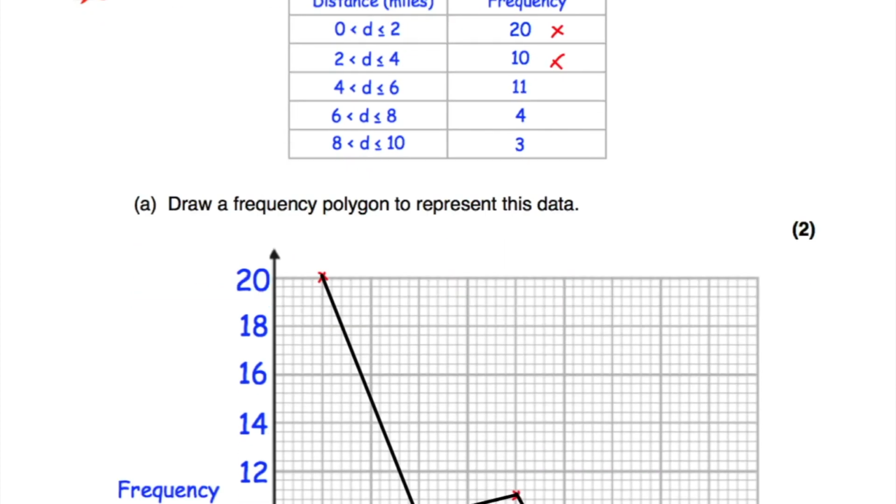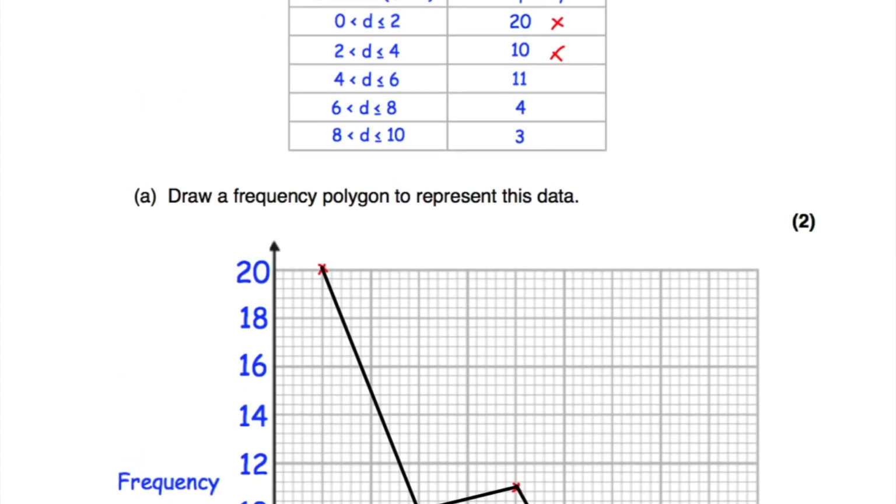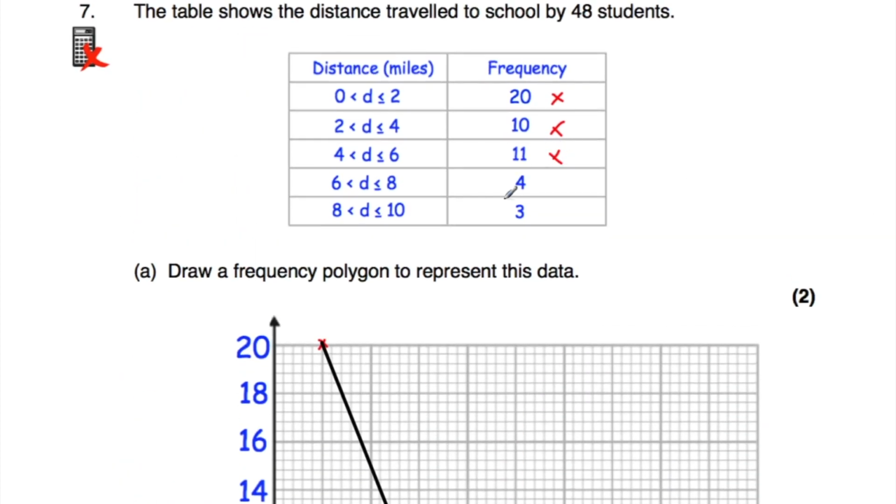Now the question asks for those who travelled more than 6 miles, so the first students didn't travel more than 6 miles. Now these 4 students, they did travel more than 6 miles because the distance they travelled is greater than 6 but less than or equal to 8 miles. So those 4 would work.